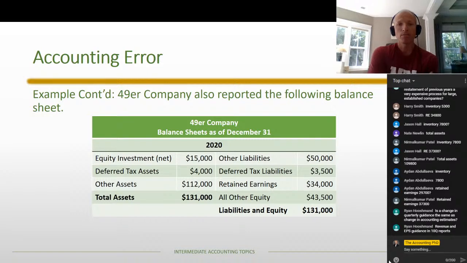Again, then we have the balance sheet. And what you can see here is I showed that they reported the equity investment net, which means the original cost plus the fair value adjustment. They reported it at $15,000. I also give you deferred tax assets, deferred tax liabilities, and other necessary accounts. And again, total assets equal total liabilities and equity. So basically, this is all the information that was originally reported. Now we've got to go back and figure out, okay, given this error, first of all, is there a journal entry? And then second of all, do I need to make any corrections to these accounts?